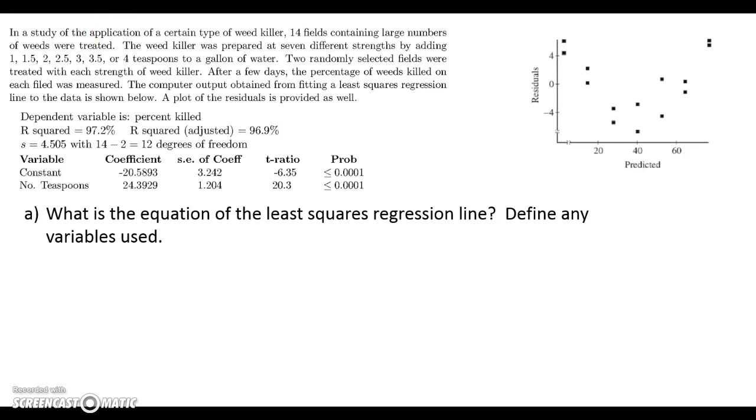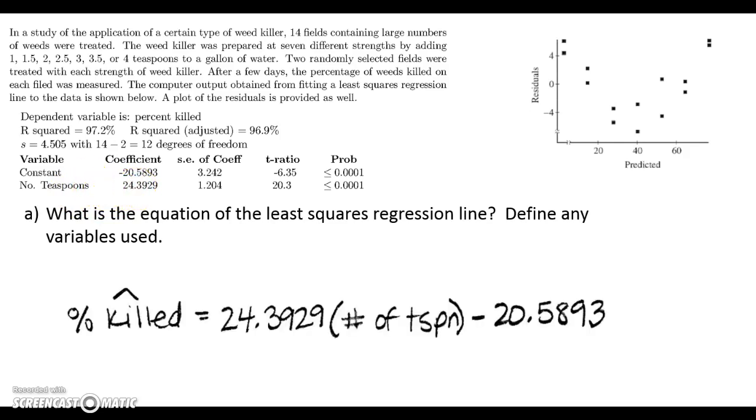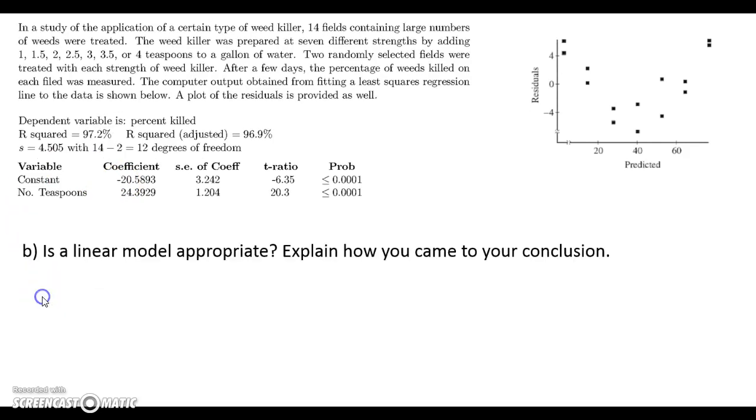We have the computer output below, things that we want to know. The dependent variables are y variables, so our y variable is percent. We have r squared here, which is the coefficient of determination, and then we use this portion of the table to get our line. The question here is, what is the equation of the least squares regression line? Define any variables used. So I know my x variable is number of teaspoons, so my slope is 24.3929. So my line is going to be percent killed, so remember that's our dependent variable, equals our slope times our x, and then our constant or our y-intercept, minus 20.5893.